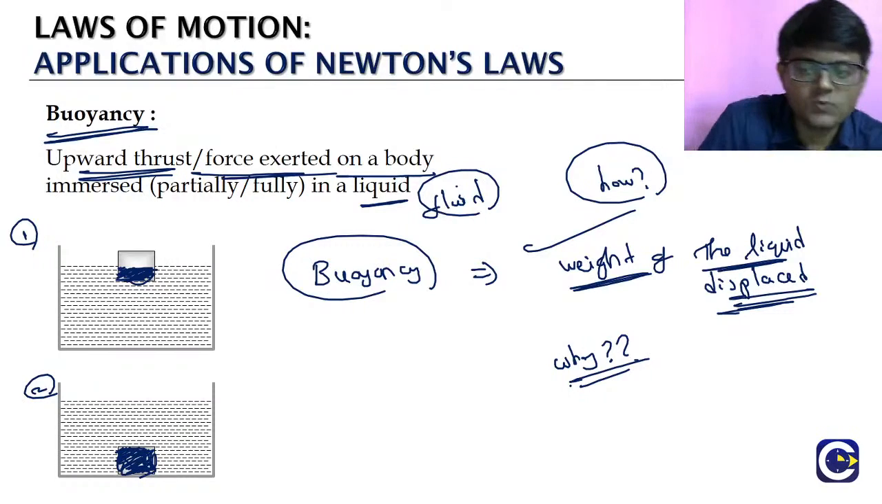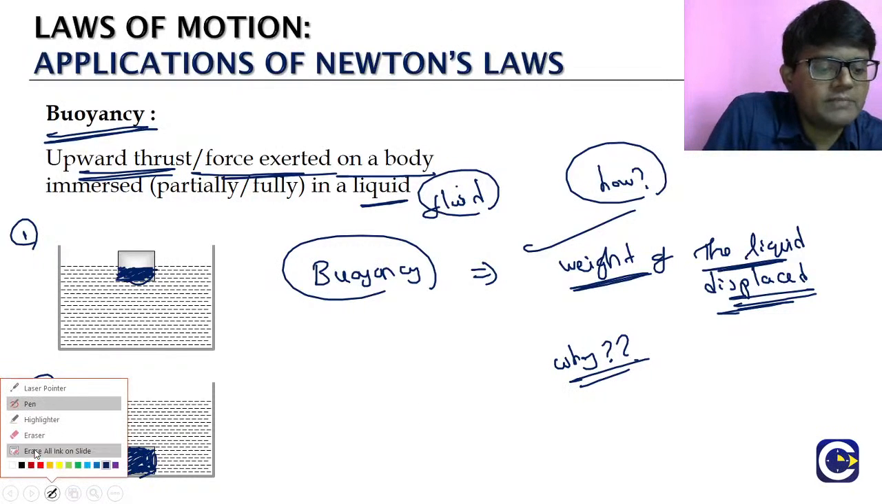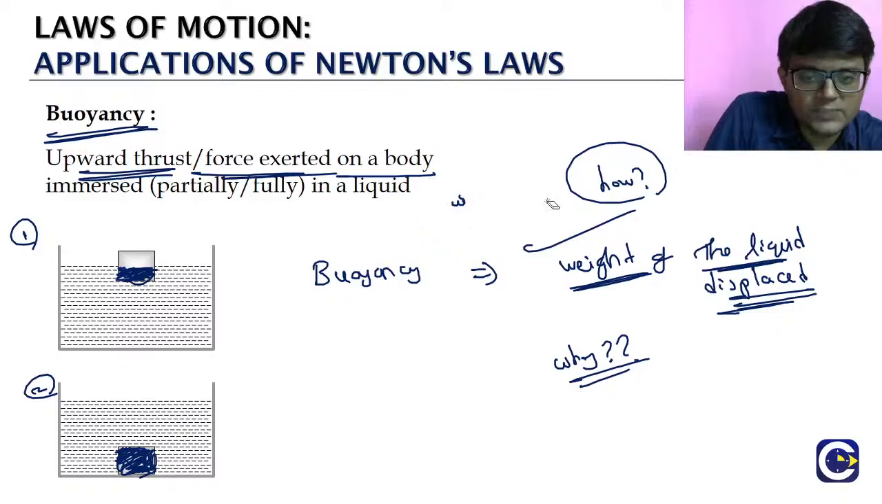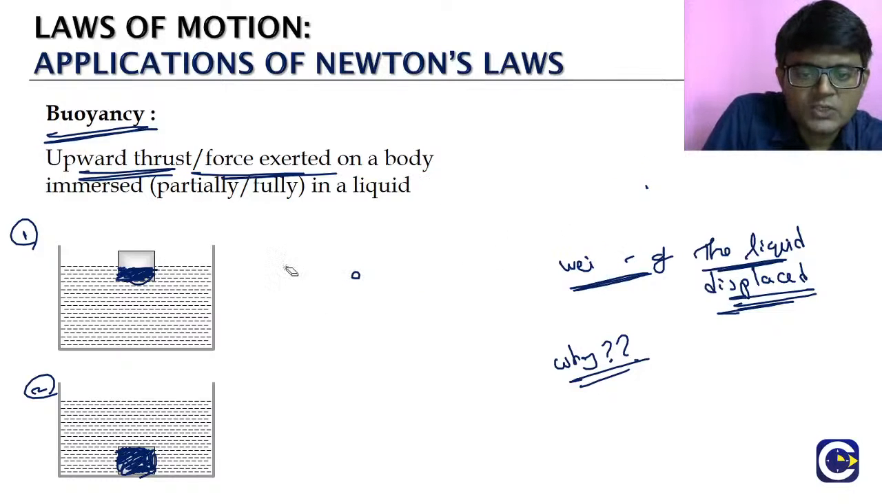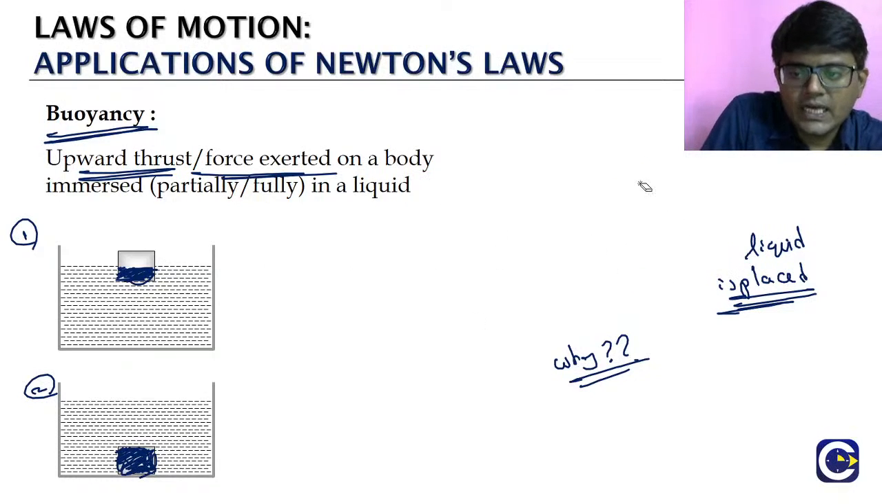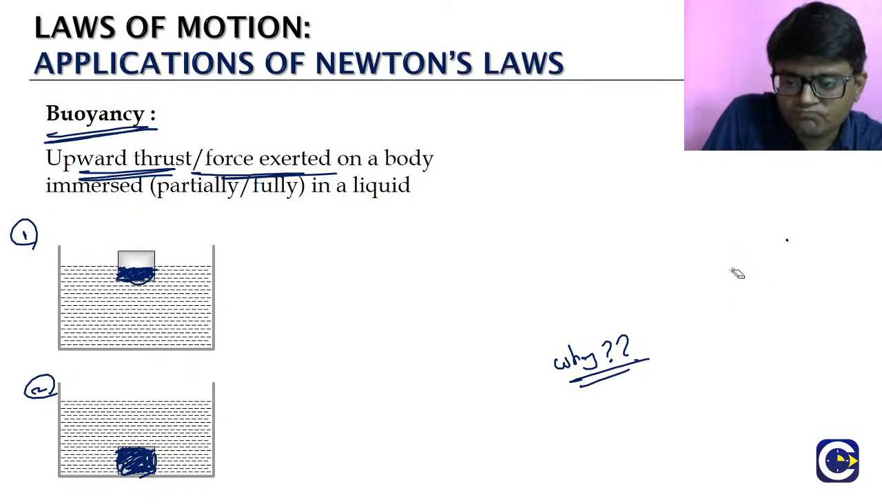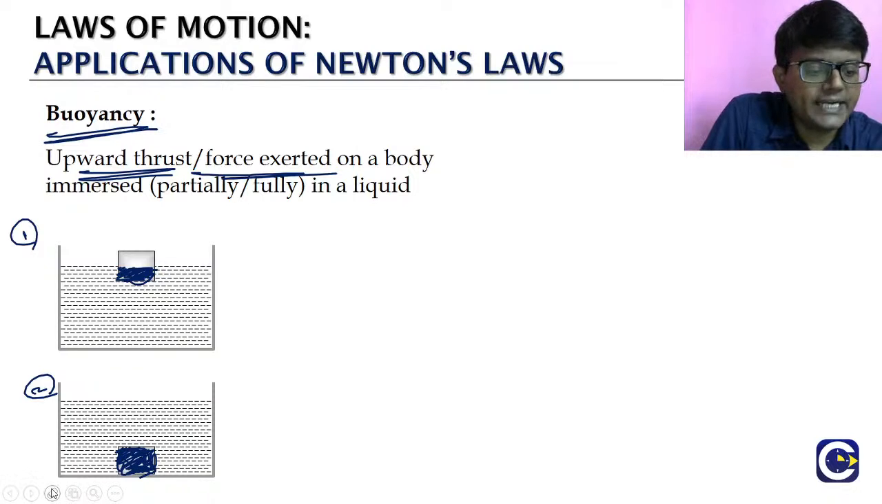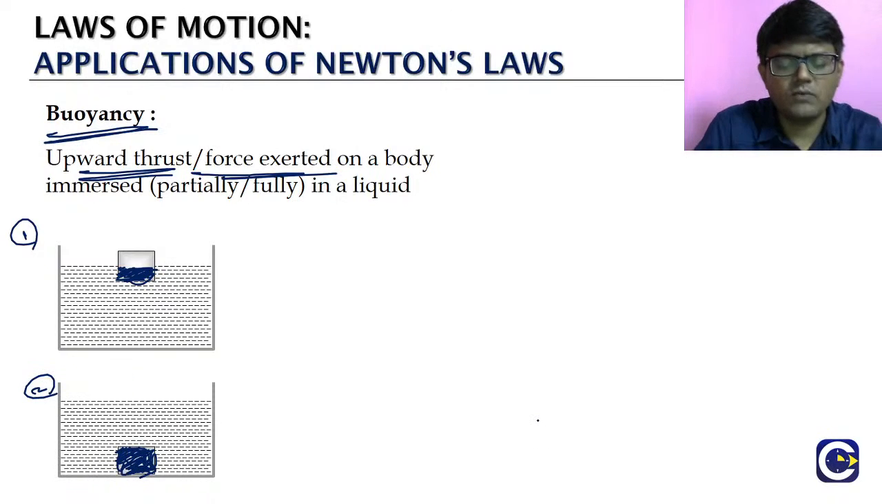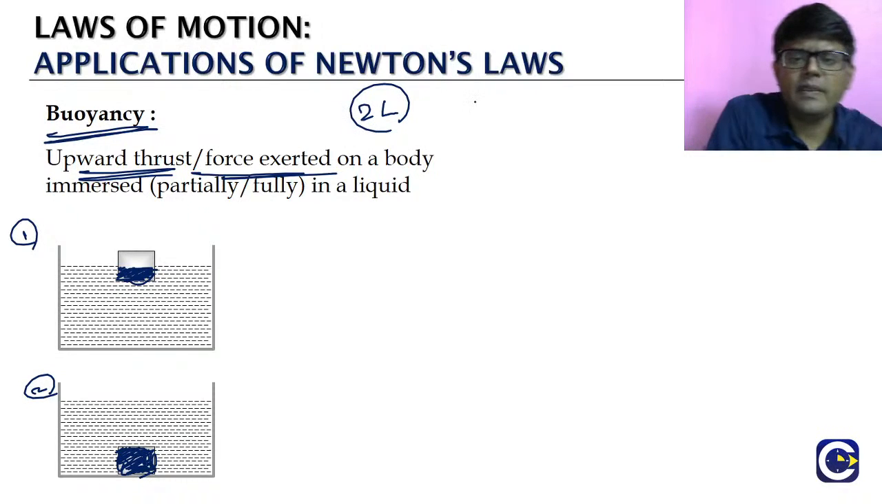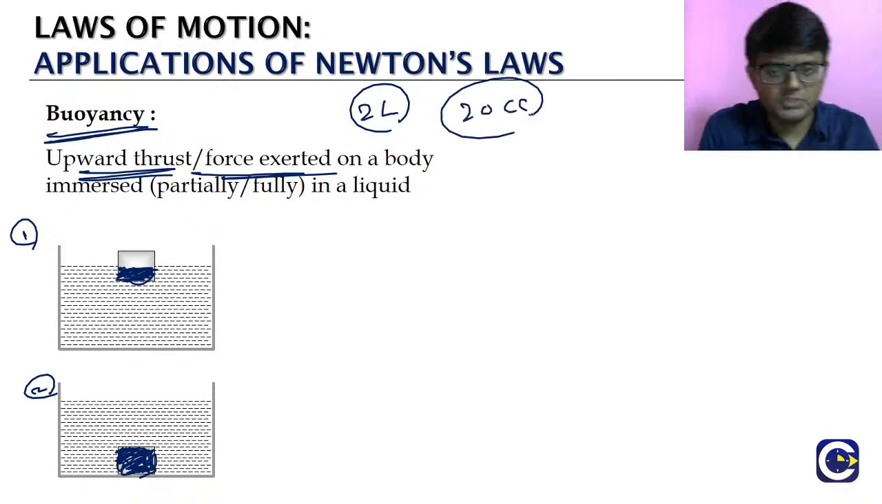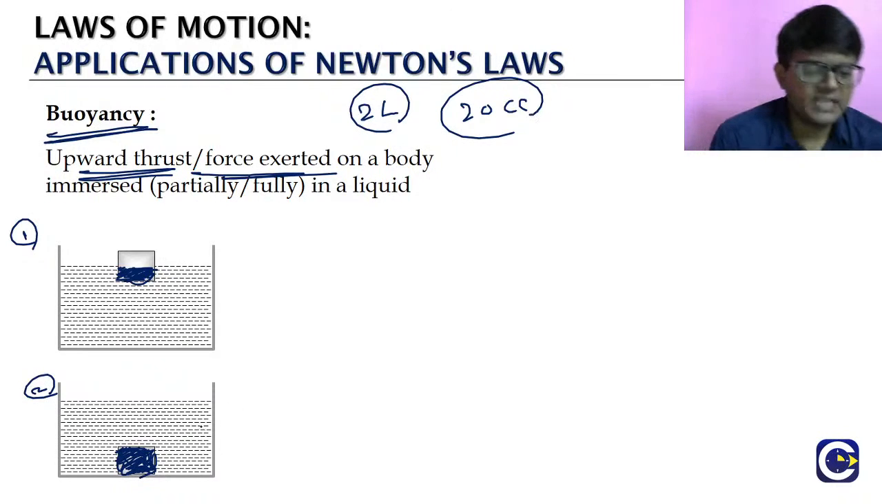So the first thing is to calculate the buoyancy by using the weight of the liquid displaced. That is straightforward. Here the liquid displaced means, think about it: if you have a 2 liter volume object, or maybe a 20 cc volume object, you think about fully immersing this into the liquid like this. What is the volume of this object?